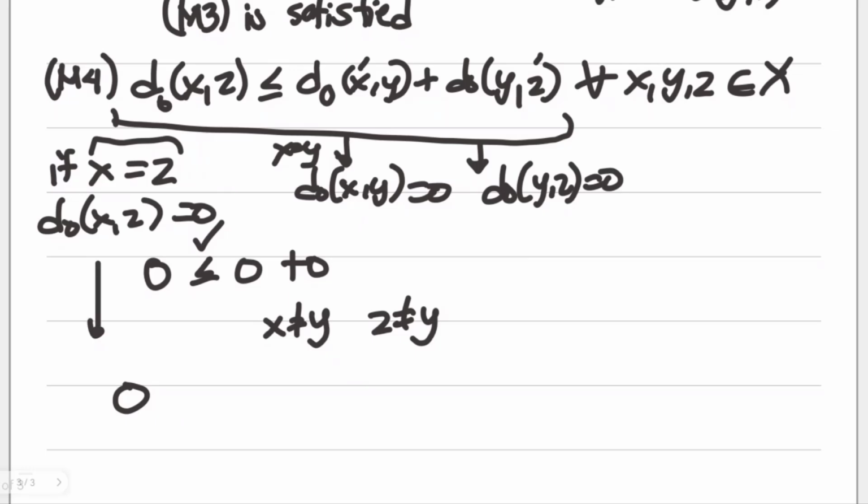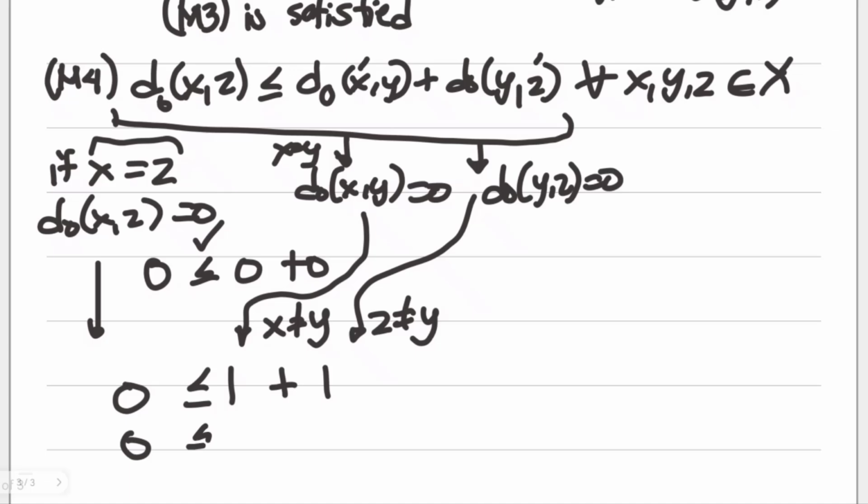What will happen to the expression if x is not equal to y? That's 1, plus this is also equal to 1. Obviously, 0 is less than or equal to 2, and it satisfies the inequality. With both of these conditions, we have satisfied the first situation, x equal to z. Take note, under this there are two cases: x equal to y, and x not equal to y, which is also true for z not equal to y.